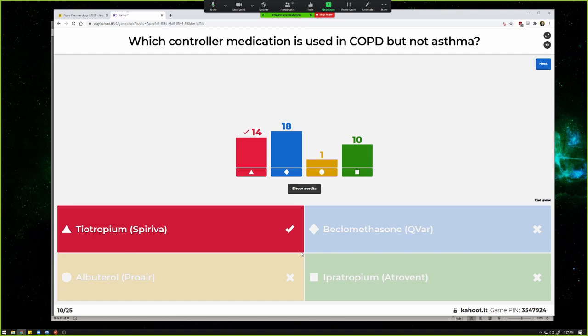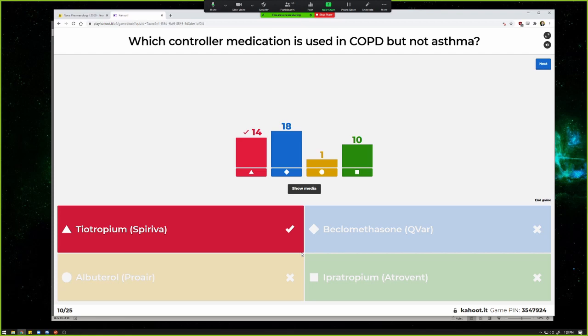Recall that we don't really focus a lot on anticholinergics for asthmatic patients. Sometimes we use ipratropium. It's a short-acting anticholinergic plus albuterol, but rarely, if ever, would you use an anticholinergic by itself for an asthmatic patient. We do that for COPD patients, right? So that's one of the big differences there. You don't use tiotropium for asthma, you do use it for COPD.